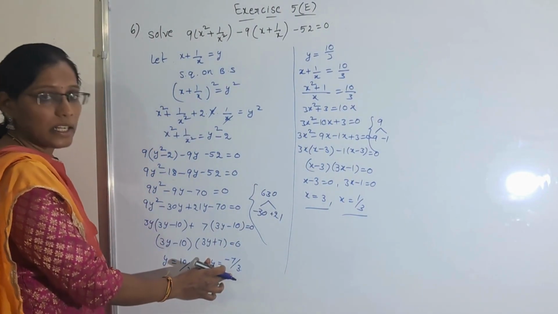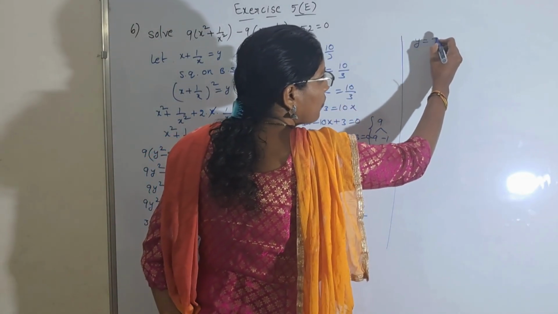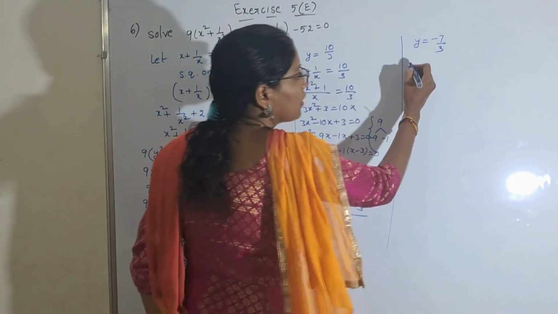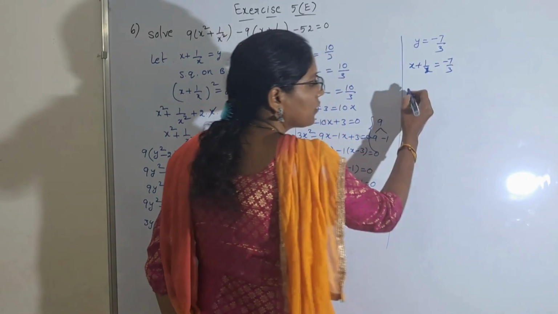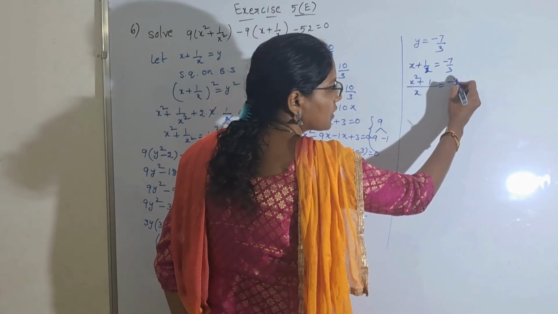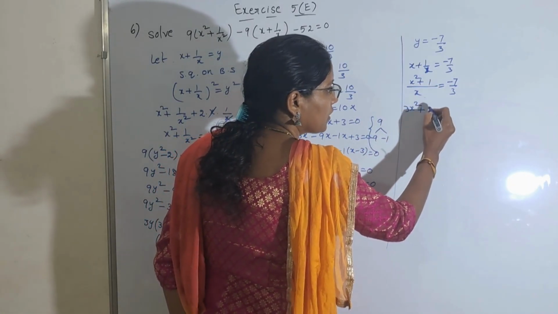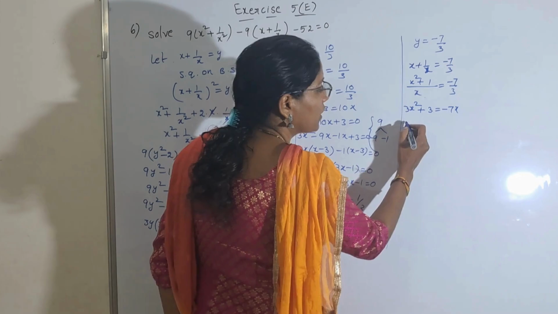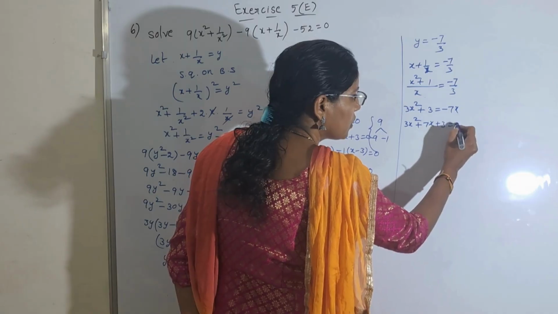Next y is equal to minus 7 by 3 we have to take. Y is equal to minus 7 by 3. Here y value is x plus 1 by x equal to minus 7 by 3. LCM is x. Here x square plus 1 equal to minus 7 by 3. Cross multiplication: 3x square plus 3 minus 7x. Plus minus 7x we have to shift left side: 3x square plus 7x plus 3 equal to 0.